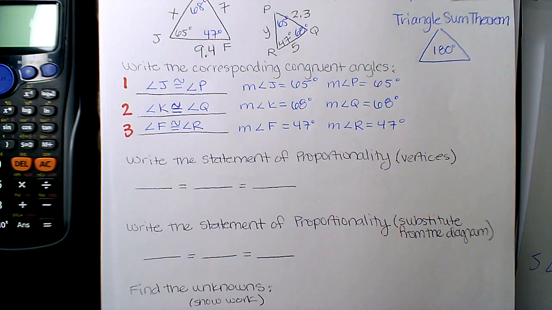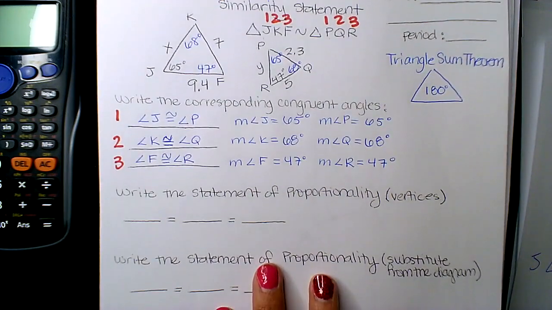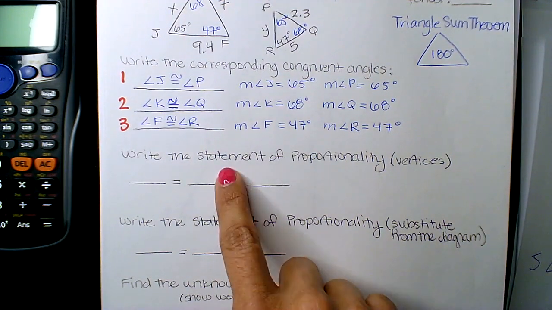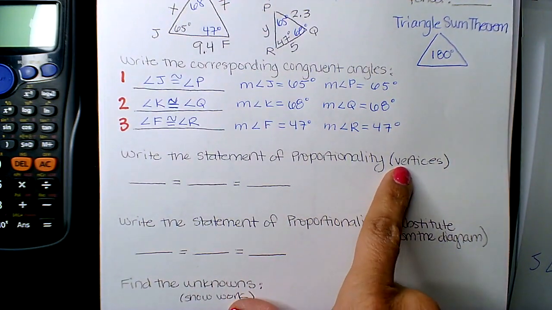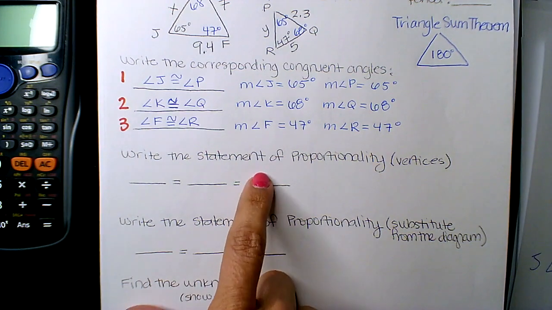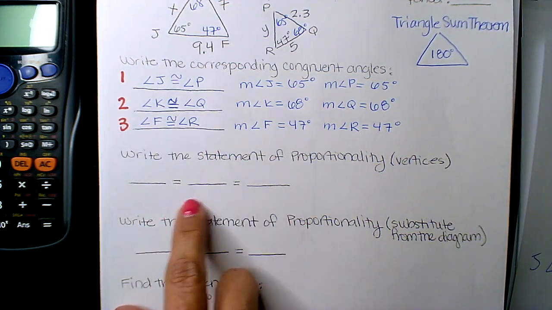Right, so look. Now we have to talk about the sides. Statement of proportionality, statement of proportionality. You're like, what's the difference? One of them, we're going to place the vertices. The other one, we're going to substitute from the diagram, meaning this is going to be numbers and variables. These are the vertices of the triangle.